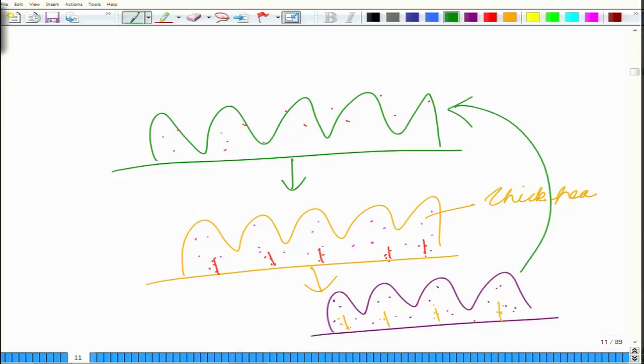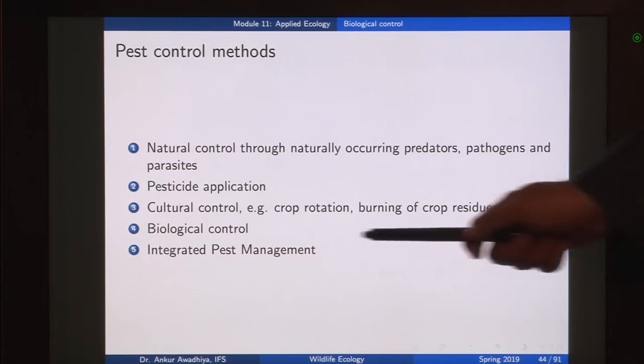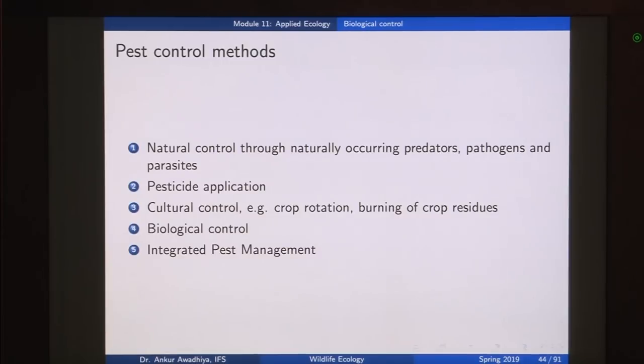Now this is a method of crop rotation. So by crop rotation and by burning of crop residues you can have a control over the pests, and these methods are known as cultural controls because you are just using some good farm practices to keep a control over the pests. Now the other two methods are biological control and integrated pest management that we will come to in a short while.